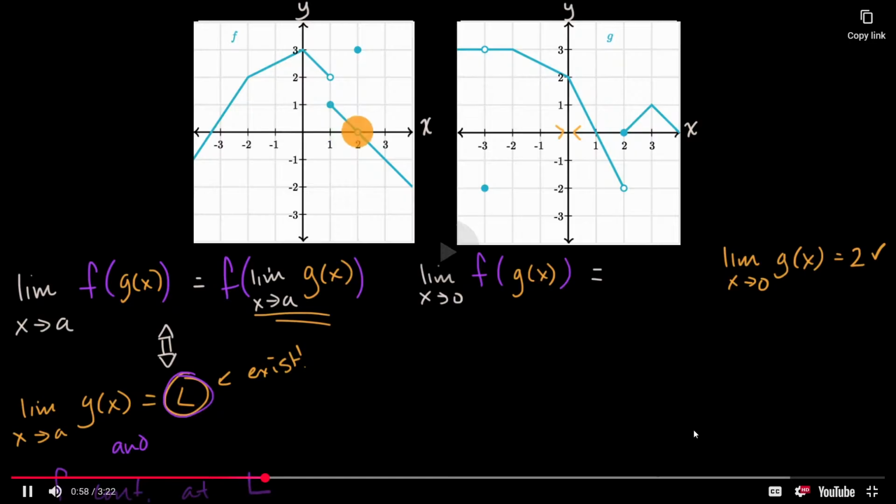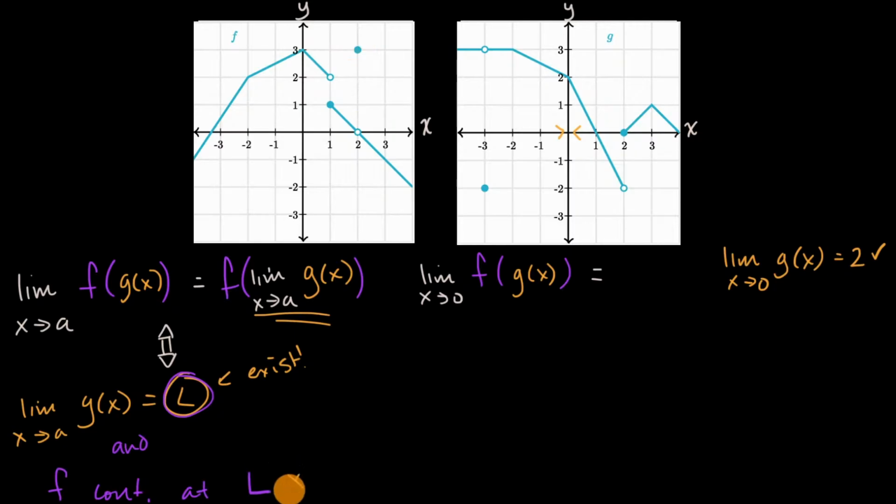Alright, we're back. At 2, it does not look like f is continuous. So we do not meet that condition, and we can't just directly apply the theorem. But just because you can't apply the theorem does not mean that the limit doesn't exist. For example, in this situation, the limit actually does exist.